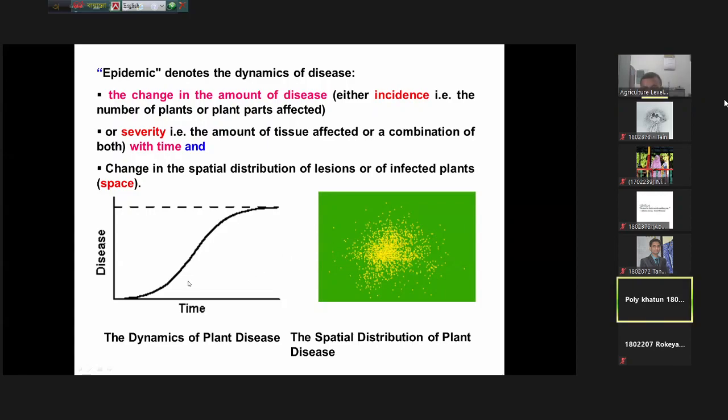If you see, hello, if you see in the left side graph, you see here the disease over time, that means increasing. But if you see in the right hand side diagram, you see the initial infection is the center, then spread and covering the whole area. That is called spatial distribution of plant disease, and this is dynamic of plant disease. This is over time increasing.